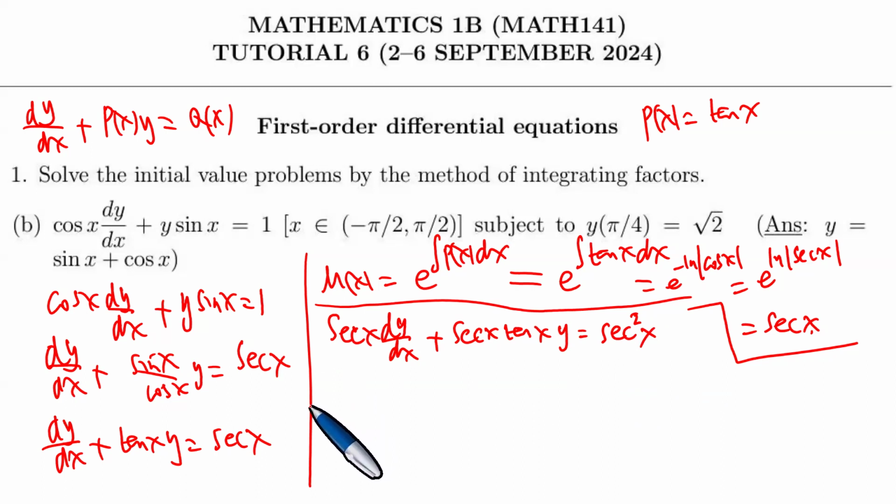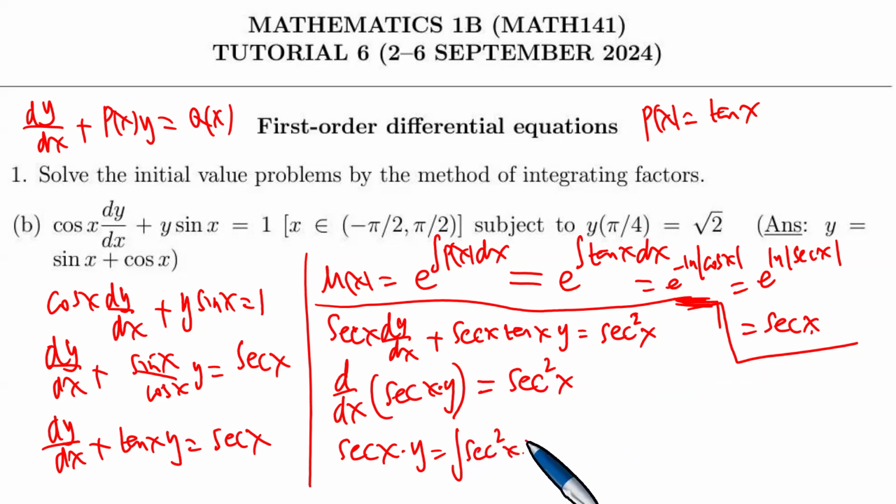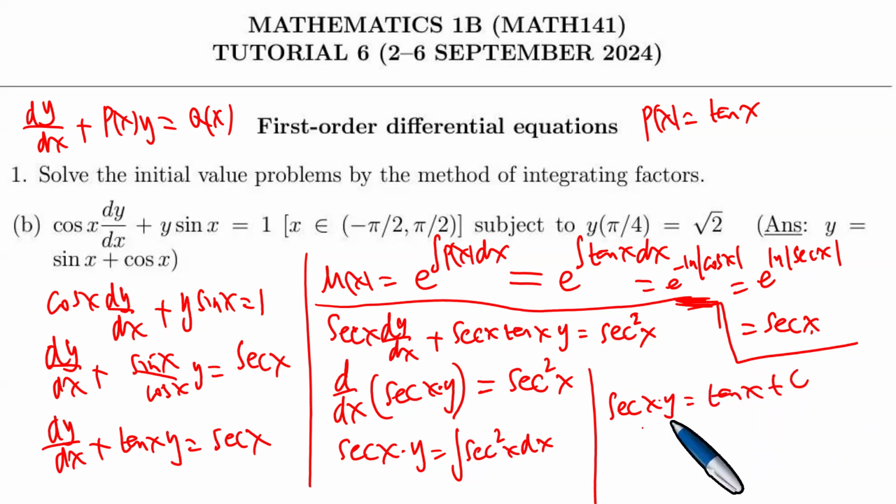Okay, so this is 1 over cosine, sine over cosine. So d/dx of the secant x times y equals the secant x times the secant x. You have the integral of this. It's like secant x times y, which equals tan x plus C. So that is the answer we're getting.